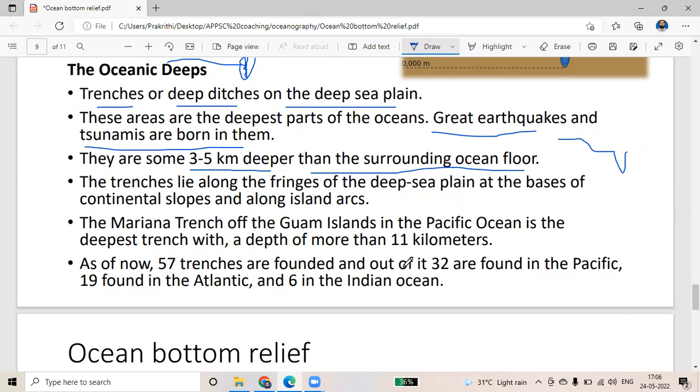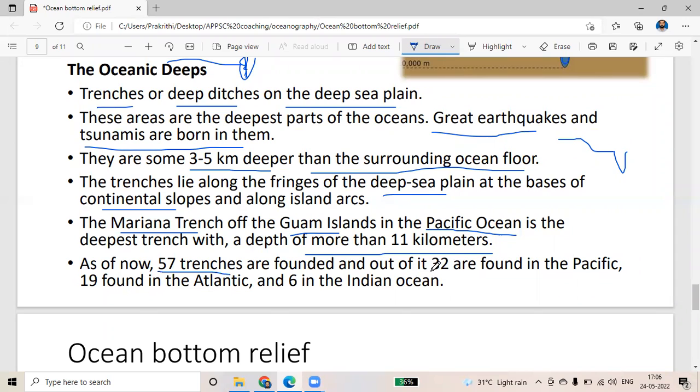The trenches lie along the fringes of deep sea plain or the continental slope region. ये हम बोल दिया है. And the biggest or the deepest trench that so far we have found out is the Mariana Trench of Guam Island in Pacific Ocean. ये याद रखना है. And its depth is more than 11 किलोमीटर. तो कोई भी mountain, Himalayan का जो भी mountain है, इसके अंदर जाने से नहीं देख पाएगा. And so far we have found 57 trenches.